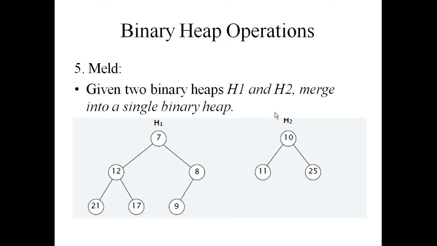So what will happen? Let's say you have H1 stored in one array followed by this. So now this becomes a single array. Then you compare this root and this root. Obviously 7 is smaller, so 7 becomes the root of the merged heap. Just like this you will perform the other exchange operations and see that you get a single heap, which is a min heap, where the heap order is restored. That is the meld operation, or the merging operation.